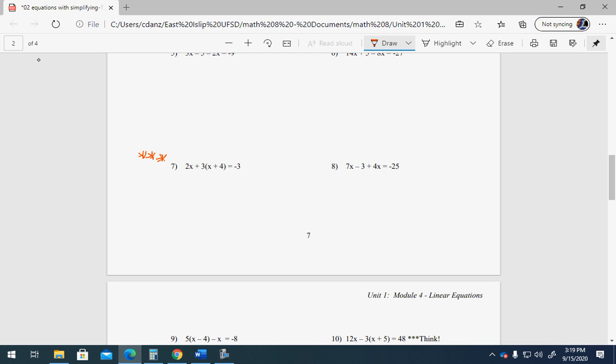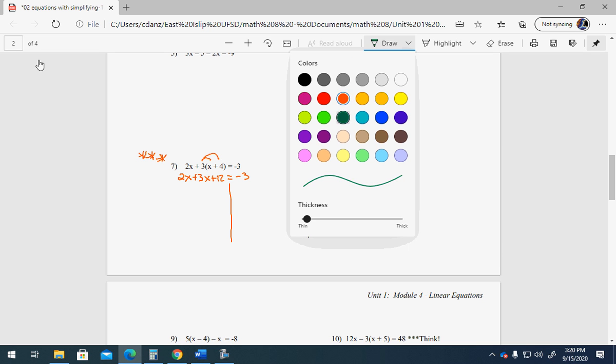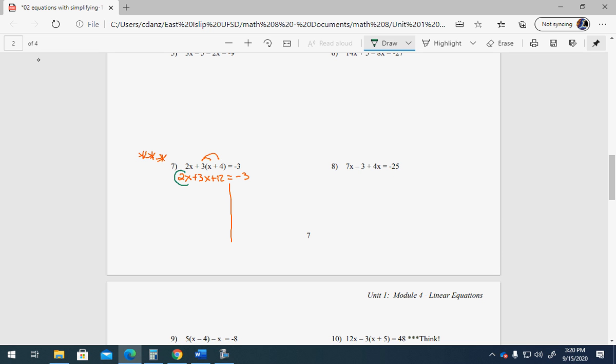So if we follow the rules, you have to distribute first. So this 2x is going to stay. I distribute the 3 to get 3x plus 12. And the right side just stays as is. Next, I'm going to combine like terms that are on the same side. So 2x can combine with 3x to get 5x. I'll bring everything else down.